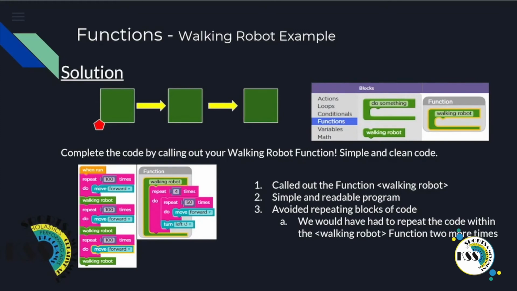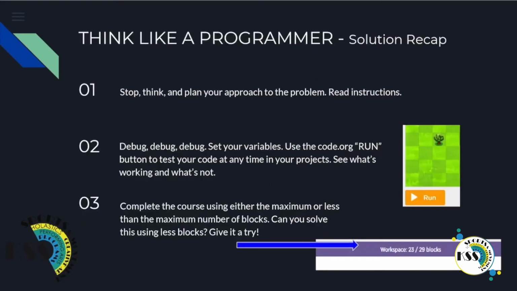Now let's take a look at the solution. Complete the code by calling out your walking function. Simple and clean. You can try these examples on online platforms like code.org. They also have an option for you to test your coding so you can see how it's running.